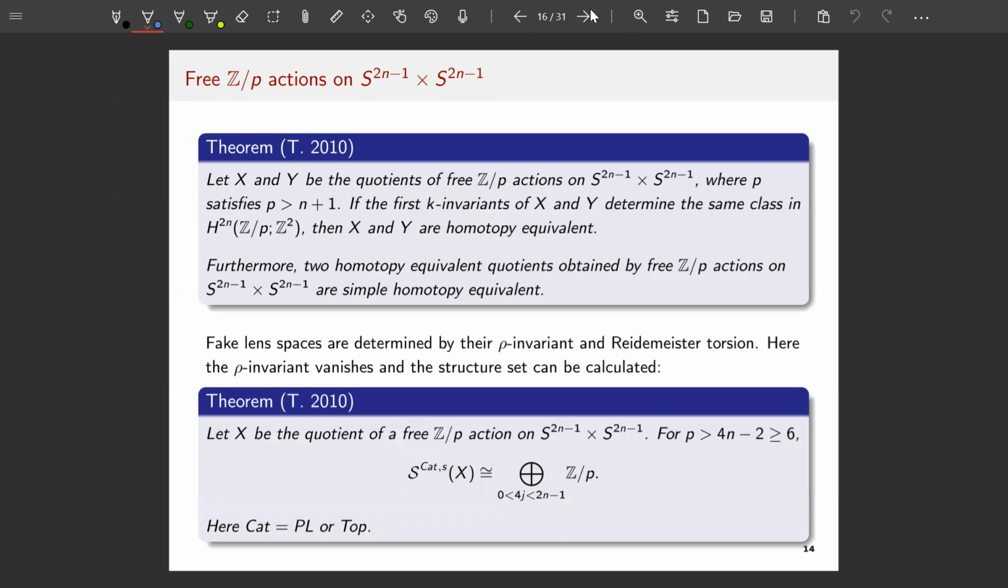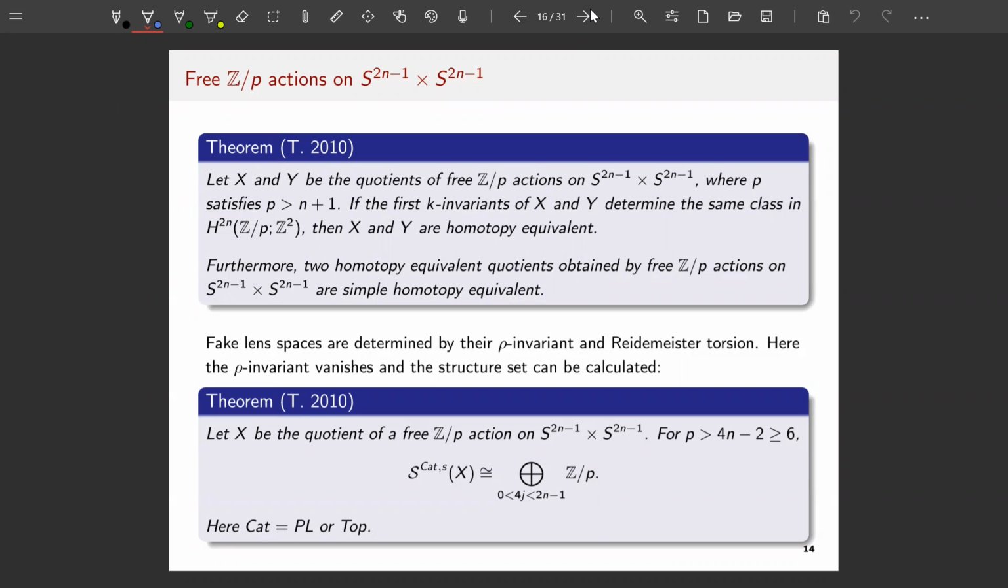We knew that fake lens spaces were determined by the rho invariant and Reidemeister torsion, but for the exact same dimension reasons, we're in this even dimensional case, and the rho invariant vanishes, and so does the Reidemeister torsion, the simple homotopy equivalence requirement, and we need something else to actually distinguish them. But because the rho invariant vanishes, you can actually compute things like the simple structure set, and it turns out it's just p-torsion. And in particular, you can actually use the Pontrjagin classes to distinguish these spaces.